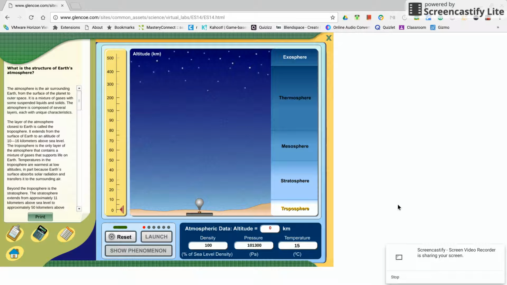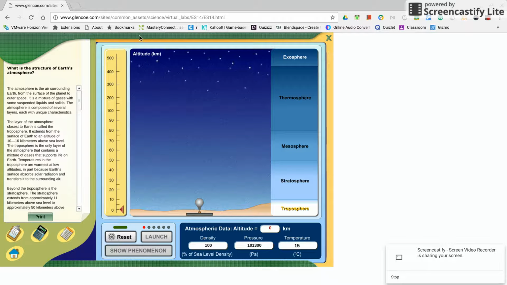Hi, everyone. We're going to talk about the structure of the Earth's atmosphere using a virtual interactive that Glencoe has put out. It's also linked into your Blackboard account under target number 3, Properties of the Atmosphere, on our Unit 3 Atmosphere tab. So I'm going to show you how this virtual interactive works and go through some of the information that you're going to be responsible for on the test.